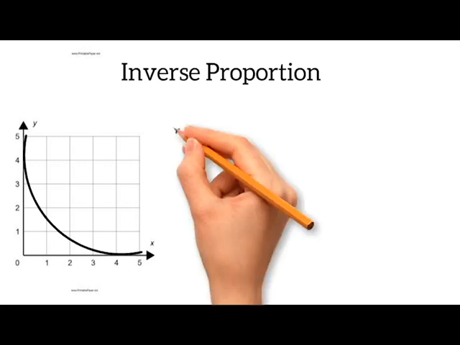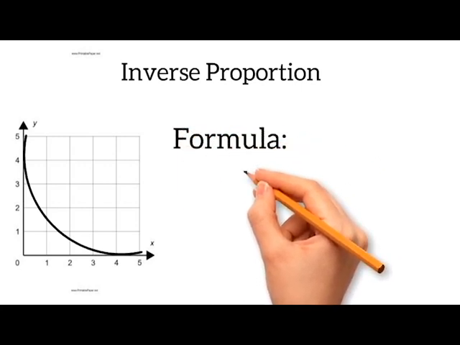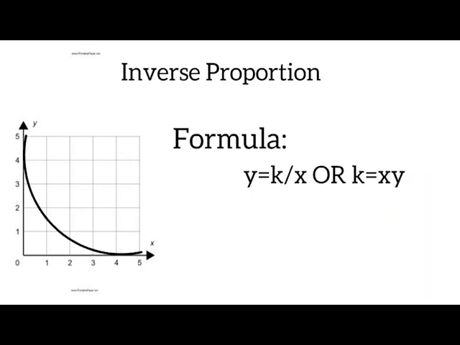The equation for an inverse proportion can be written as y equals k over x, or k equals xy, where k is the constant of proportionality.